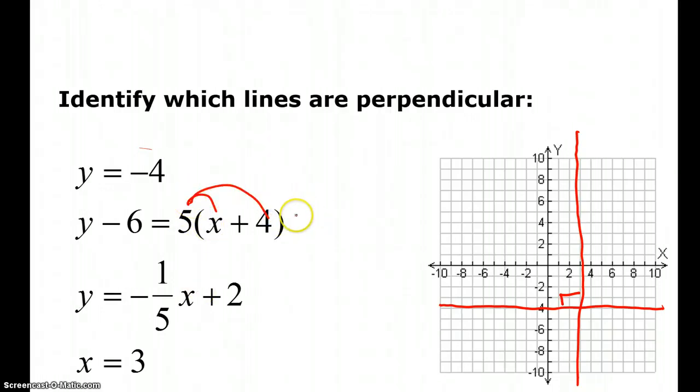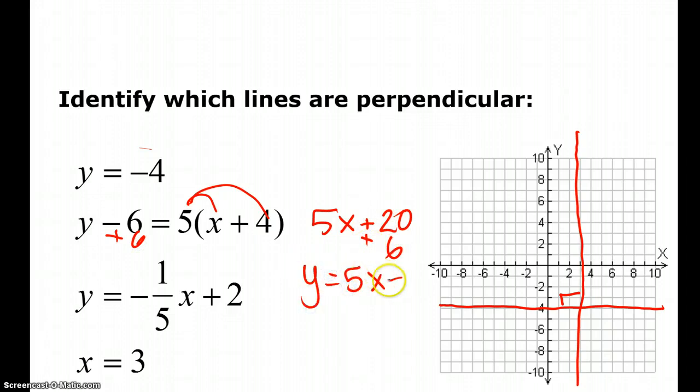So we have 5x plus 20. And we can add this 6 to both sides. And we have y equals 5x plus 26. And this one's already nice and set up for us. So again, one's negative, one's positive, one's 1/5, the other's 5/1. Those are perpendicular.